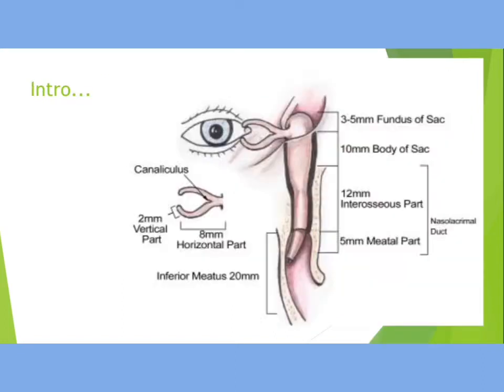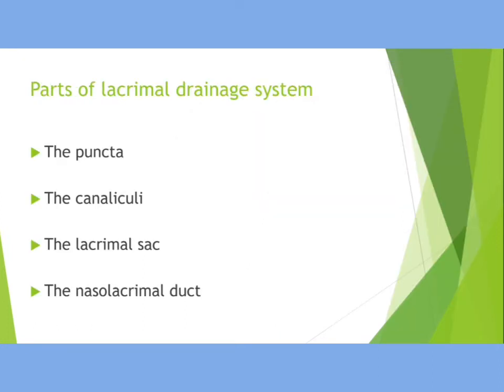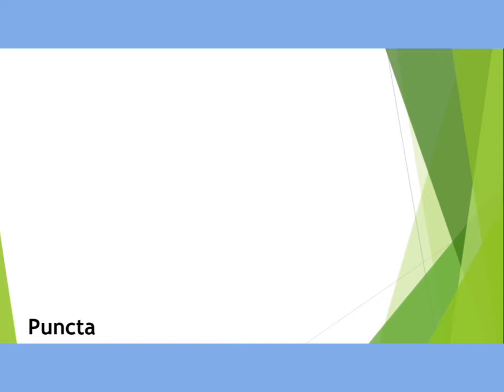Okay, now we are moving to the lacrimal drainage system. Here in this picture you can see the different parts of the lacrimal drainage system. We are going to discuss them one by one. First of all, it is the punctum. What is the punctum, what are the canaliculi, what is the lacrimal sac, and what is the nasolacrimal duct? We are going to discuss one by one. First of all, let's move to the punctum.